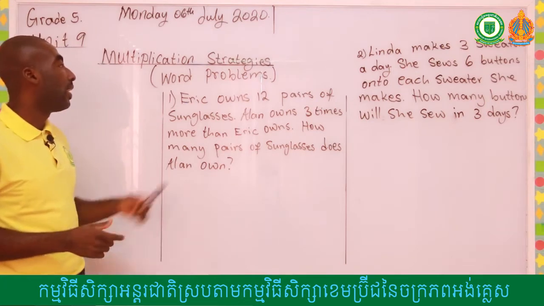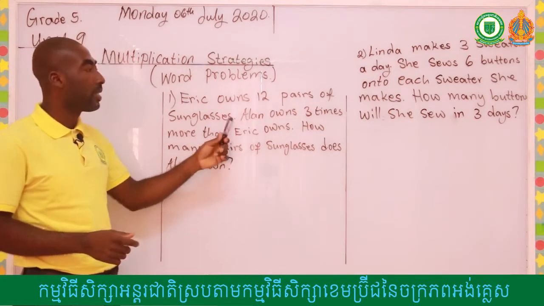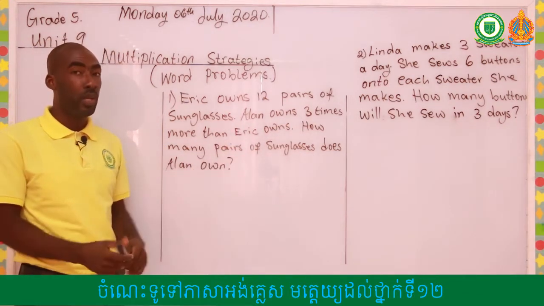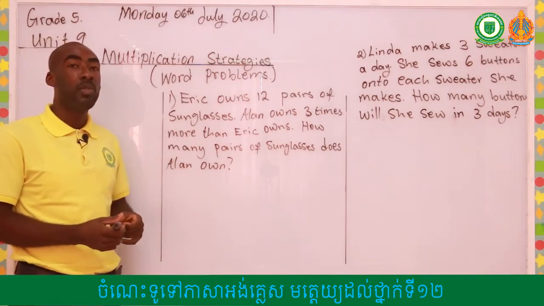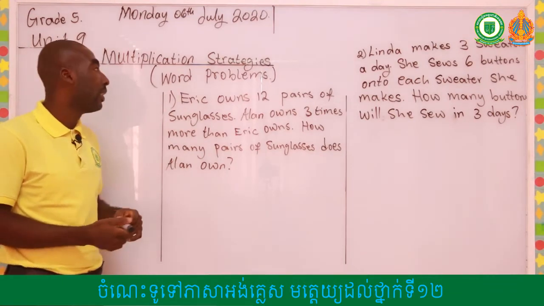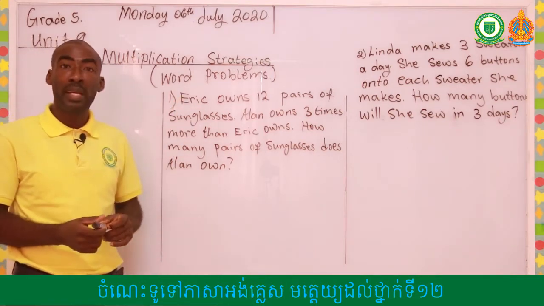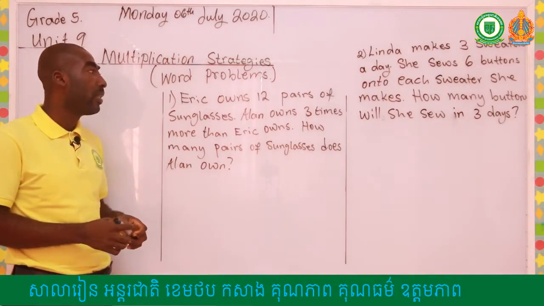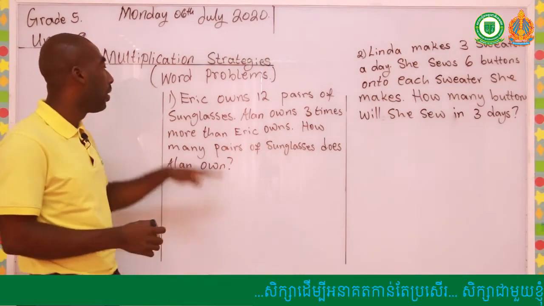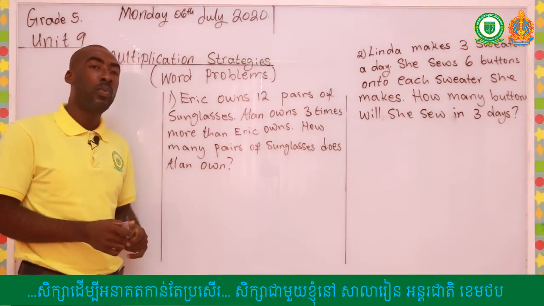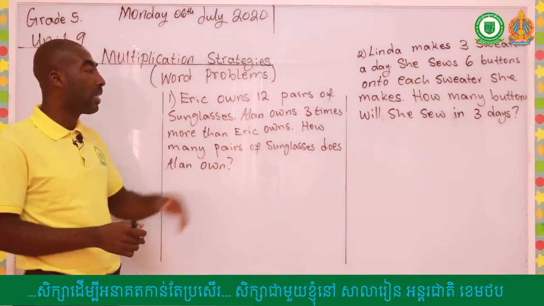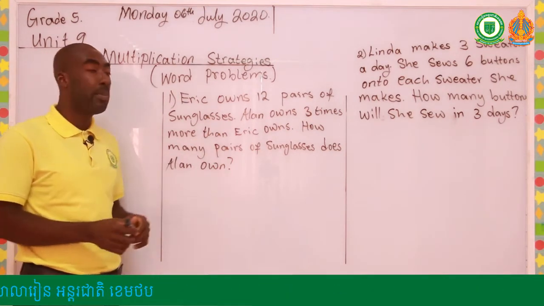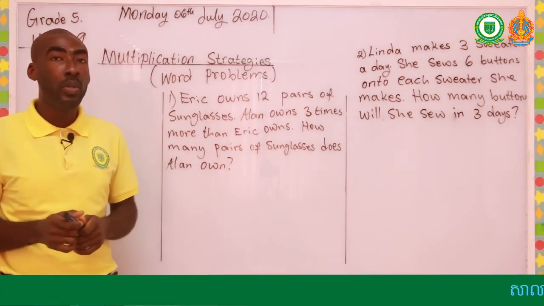The first example says that Eric owns 12 pairs of sunglasses. Alan owns 3 times more than Eric owns. Okay, so this is a comparative statement between Eric and Alan. They both have pairs of glasses, but Eric has only 12 pairs, and Alan has 3 times more than what Eric has. How many pairs of sunglasses does Alan own? Okay, so we will go through this example systematically so that you will understand it.